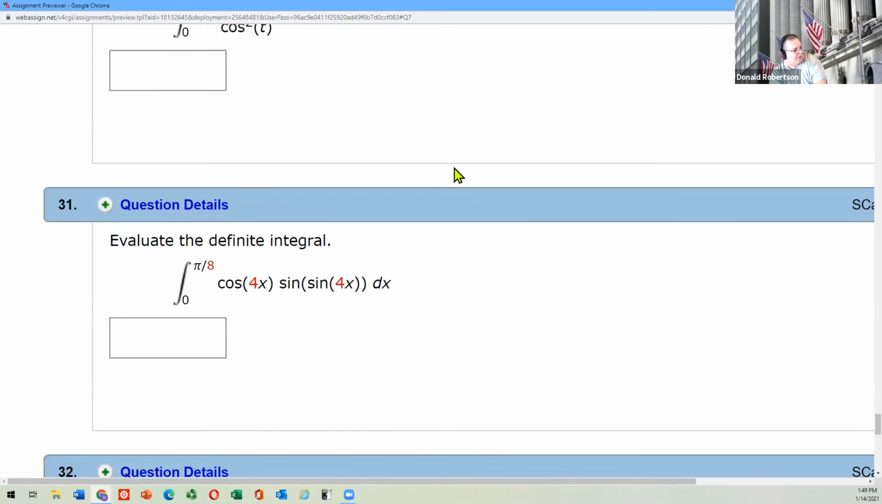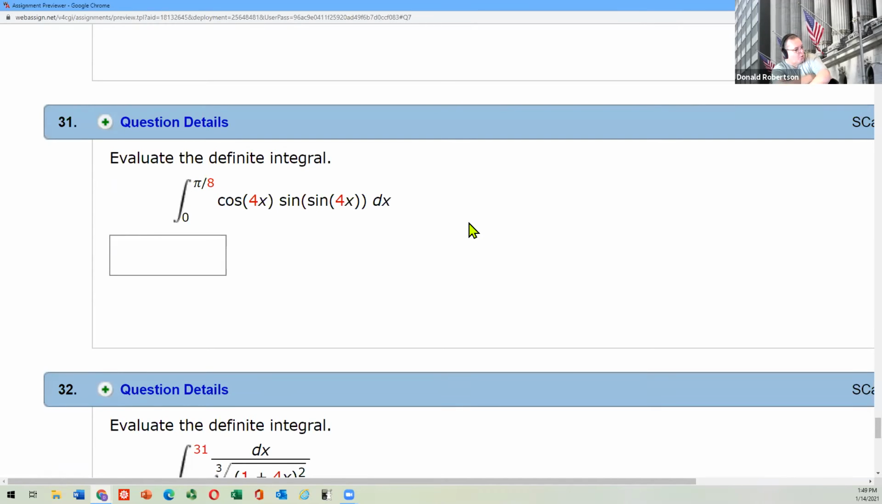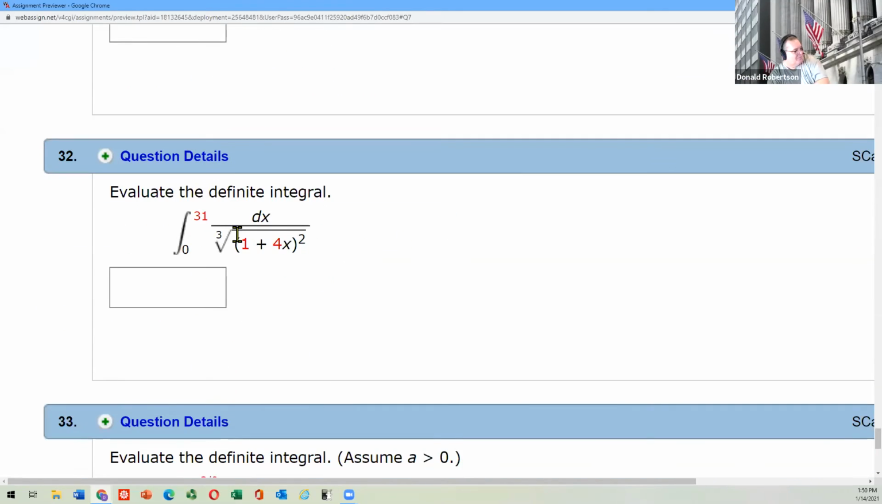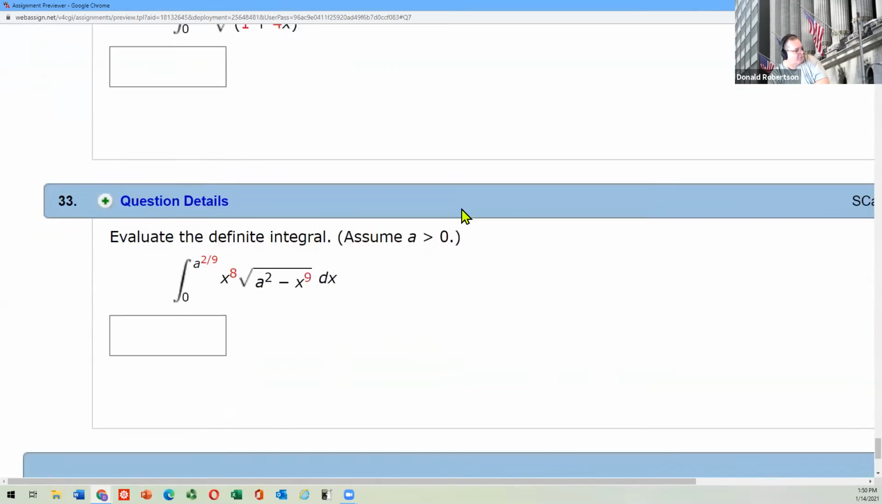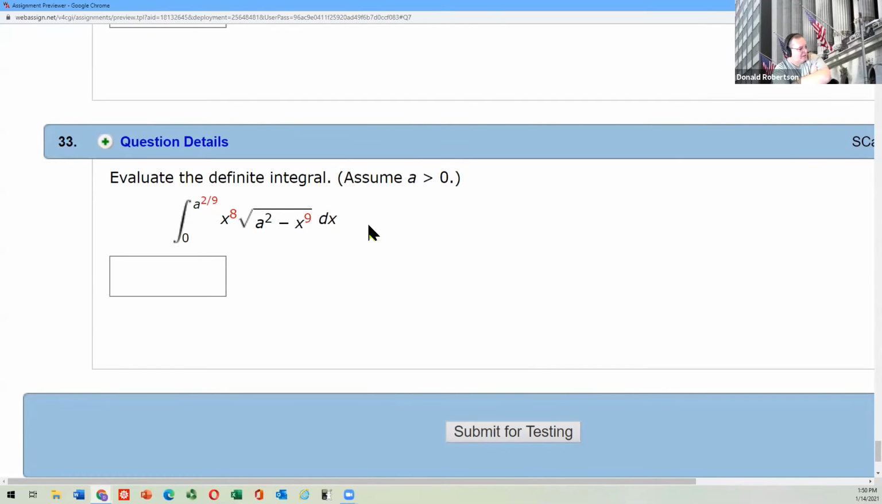The ones that I'm skipping by are because those are special cases. Whoa, cool. Look at 31. Who's the u sub? Sine of 4x. Oh, well done. Yes, sine of 4x. How about 1 plus 4x squared for this one? Actually, 1 plus 4x would do better. You haven't seen anything quite like 33, although you should be able to tell who the u sub is, even if you've never seen it. It's a squared minus x to the 9th.